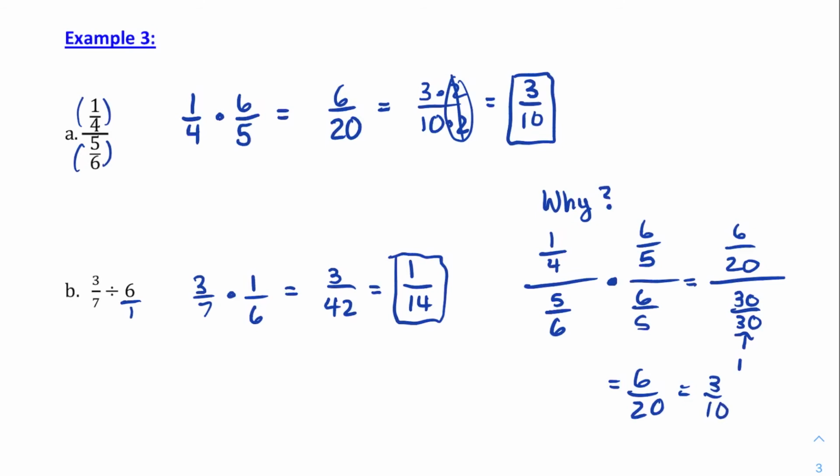A lot of times people don't show the whole entire process here. They just do the multiply by the reciprocal because the bottom ends up being 1 and you get the same result. But that's why it works.